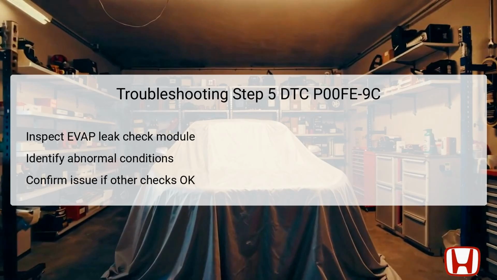Begin by inspecting the module itself for any signs of damage or disconnection. If identified as the source of the problem, replacing or repairing the module will be necessary to restore proper functionality. This component ensures that any leaks are detected and accounted for, thereby maintaining the integrity of the EVAP system and preventing excessive emissions, as required by automotive regulations.